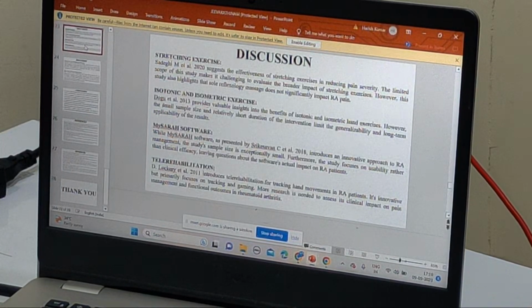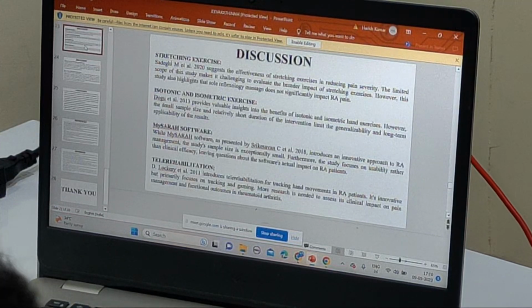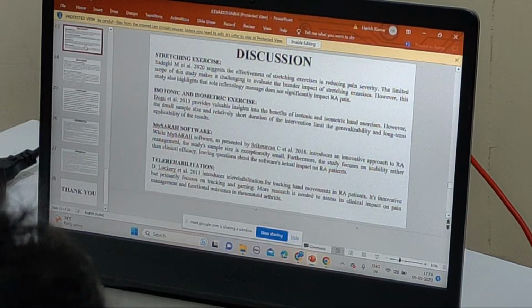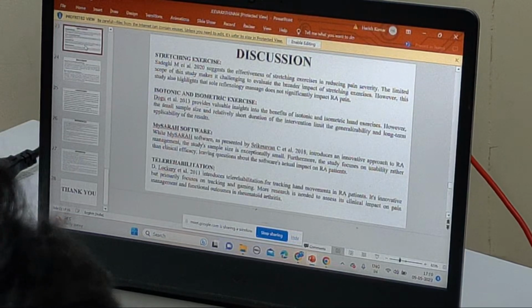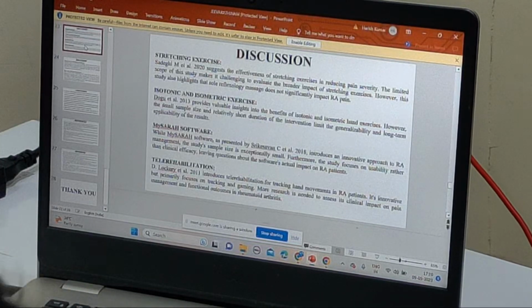Lastly, the systematic reviews. The systematic review by Bergstra and others suggests hand exercise may benefit, but it has a limited number of studies. And the systematic review by Han and others indicates Tai Chi might enhance lower extremity range of motion. This study has methodological limitations, underscoring the necessity for more research on Tai Chi in rheumatoid arthritis management. Next, ma'am.